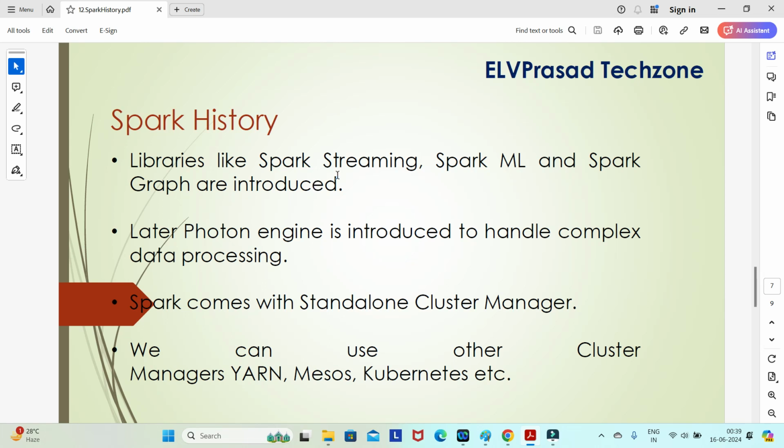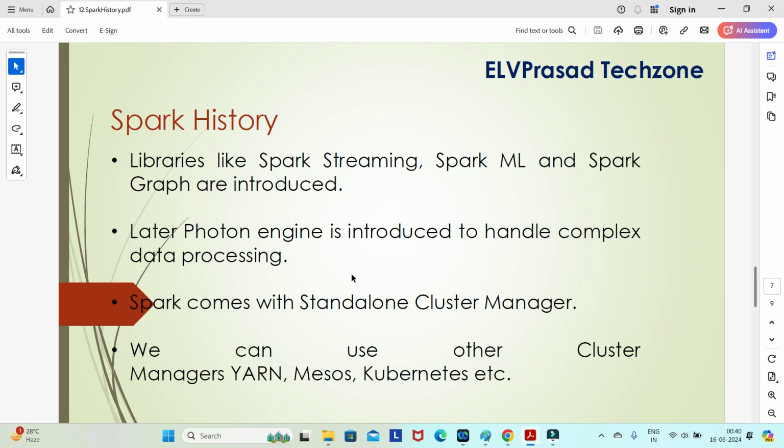These would be used for different purposes, like streaming data, ML operations, and graph kinds of workloads. These libraries would be used for specific purposes in addition to the high-level APIs. And now the Photon engine is introduced, which is most powerful to handle complex ML and other data processing purposes, compared to the Catalyst optimizer.